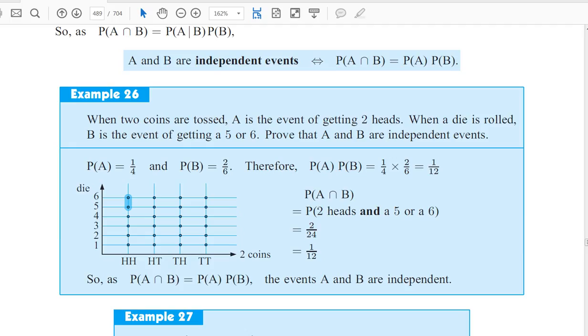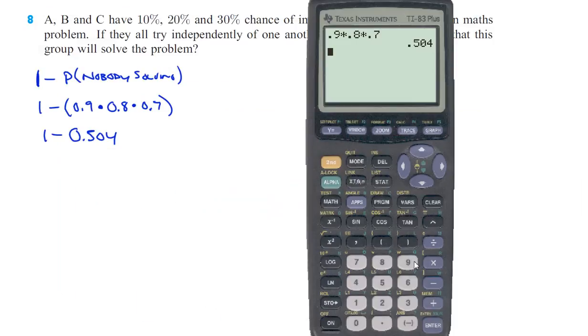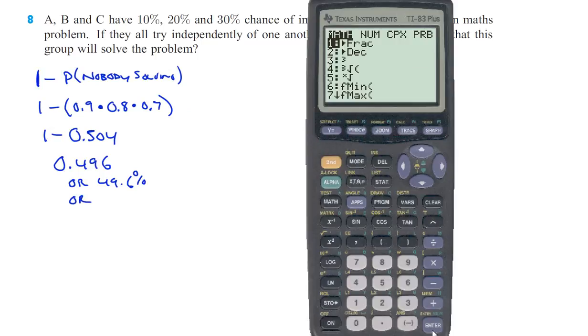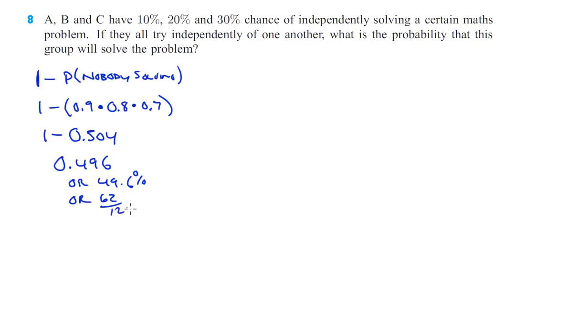0.504. Oh, I keep pushing the wrong button, sorry. Minus 1 gives us the probability, and again I just have to ditch the negative because I did this backwards, so the probability is 0.496, or 49.6%. Or let's see if it'll turn the decimal into a fraction for us. 62 out of 125. Any one of these is great.